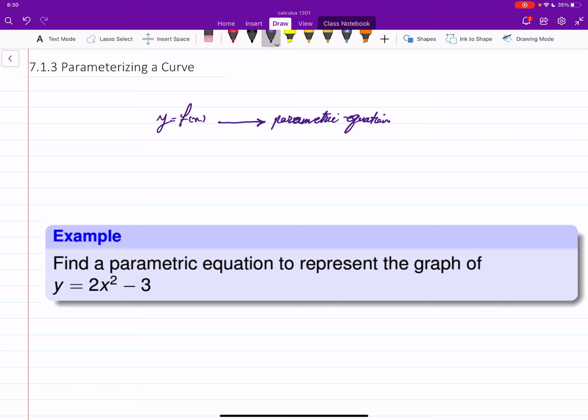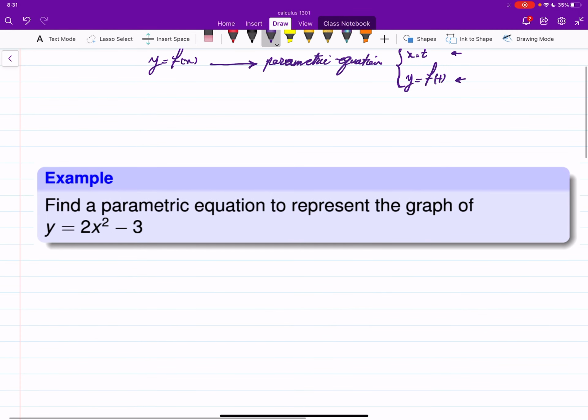So the steps are very interesting and simple. The key here is to take x and make it your parameter. In other words, set x equal to t. Then y is going to be f at t. So I have one equation for x in t, and one equation for y in t. This is a parametric equation. This is the simplest way to do this parameterization.